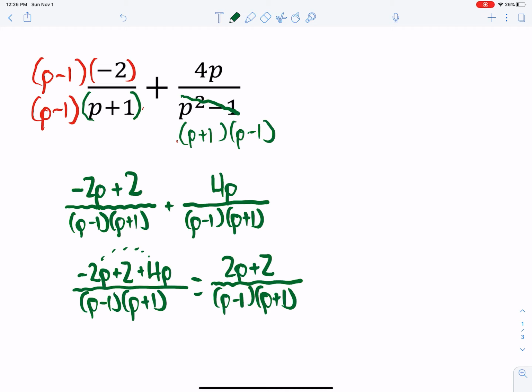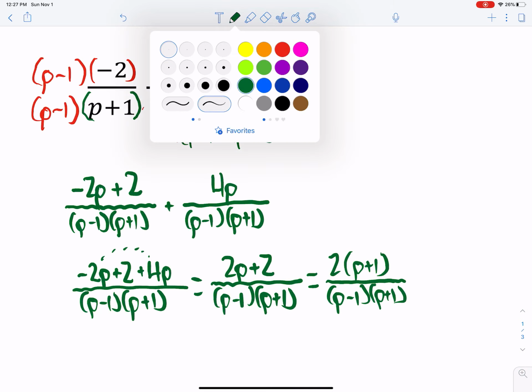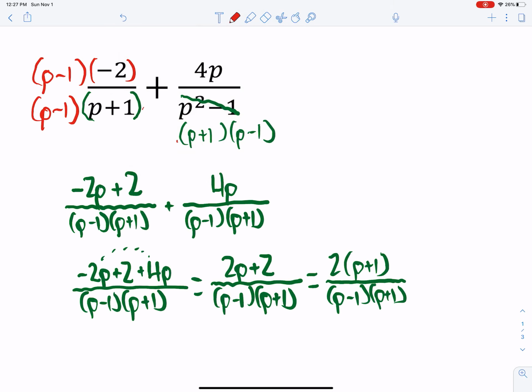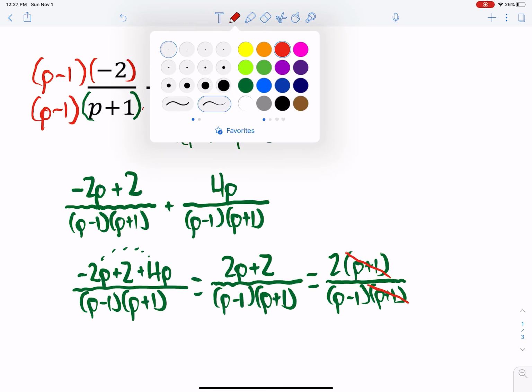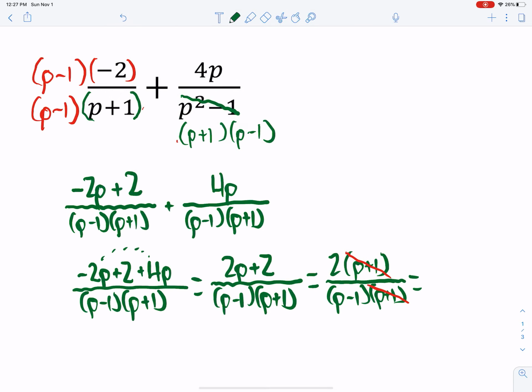Now you factor the top part. On the top part, you can factor out a 2 from both of those terms. You would have 2 times p plus 1. On the bottom of the fraction, we have p minus 1 times p plus 1. So to finish it, we can see that there's a p plus 1 on the top and the bottom part. They cancel each other out. So the final answer on this problem is 2 over p minus 1.